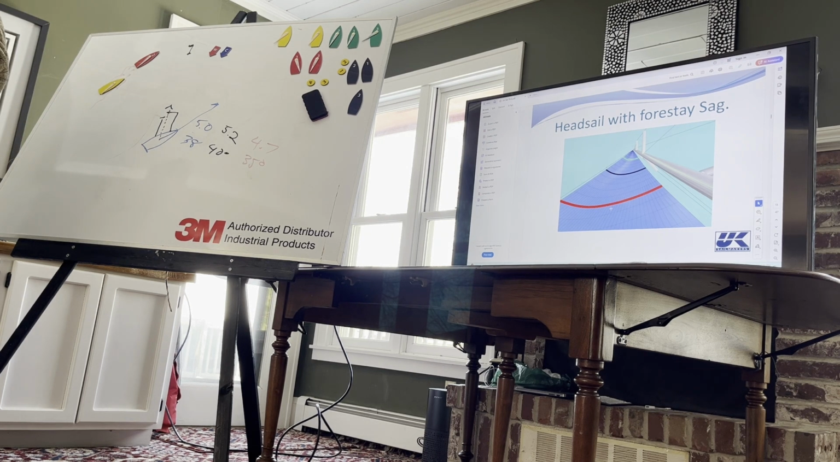So the other problem that I see is a puff comes on, you pull on a little backstay. That's what we all kind of do, right? Puff goes away.